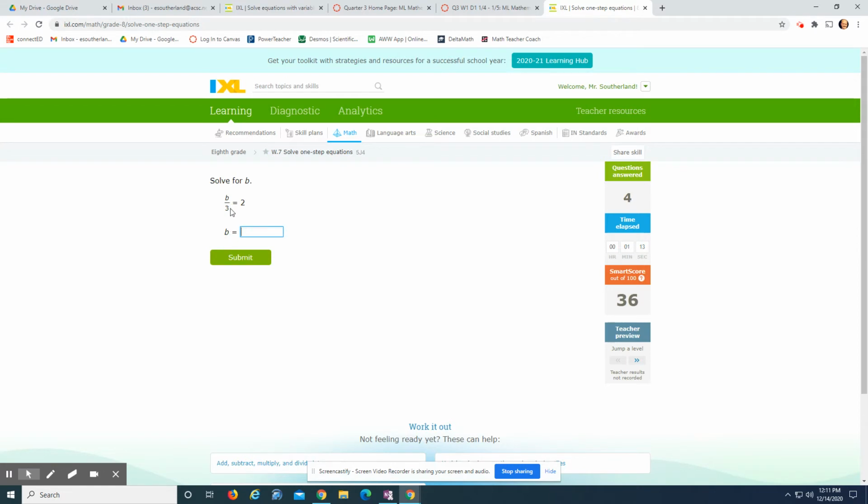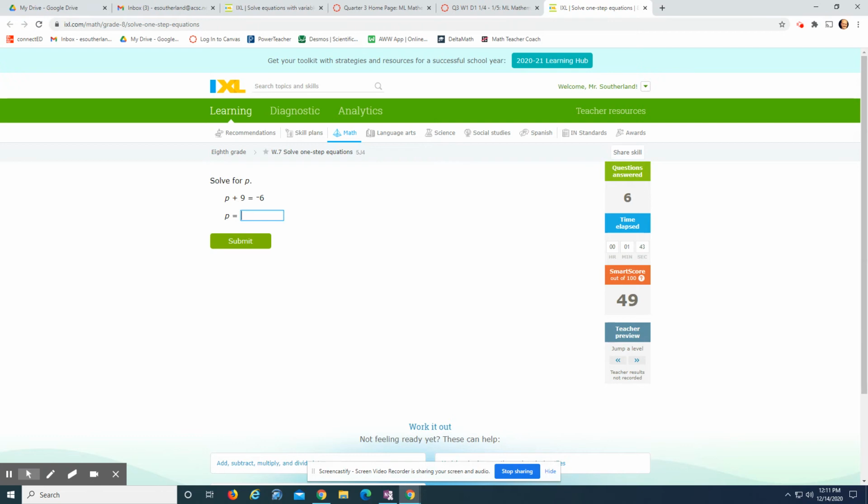Now this one says b divided by 3. So to undo this, I'm going to multiply both sides by 3. And ultimately, I'm going to get b is equal to 6. And then the same thing here. I'm going to minus 6. Now, one thing you got to be careful with is 1 minus 6 is negative 5.